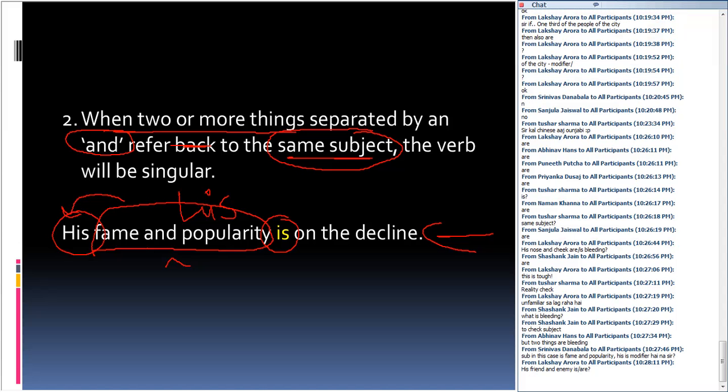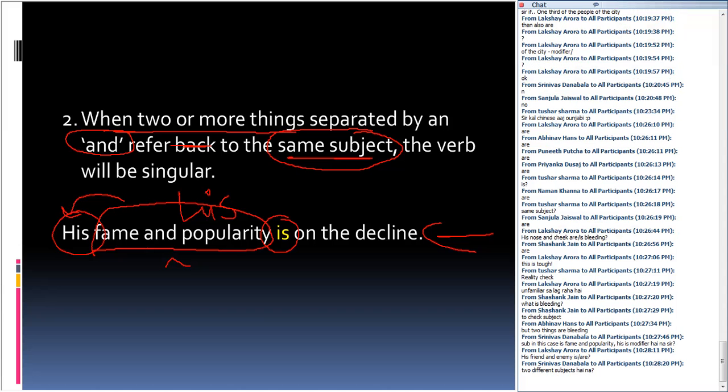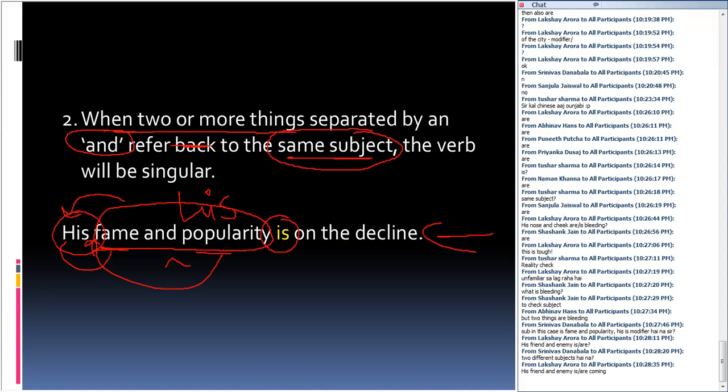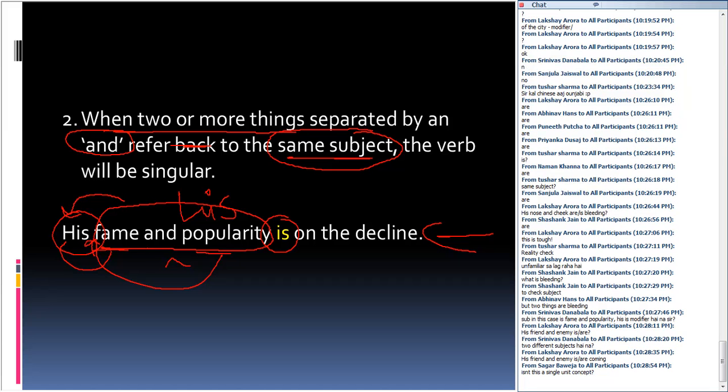Srinivas, you are saying subject in this case is fame and popularity. नहीं, फेम एंड पॉपुलैरिटी ये दोनों जो है ना, ये दो ऐसी चीजें हैं जो एक ही आदमी को रेफर कर रहे हैं ना, हिज को. सो एक ही इंसान का है ना ये फेम एंड पॉपुलैरिटी. नहीं लक्ष्य, हिज फ्रेंड एंड एनिमी इज कमिंग होगा, आर कमिंग नहीं. यही तो मैं समझा रहा हूँ लक्ष्य.